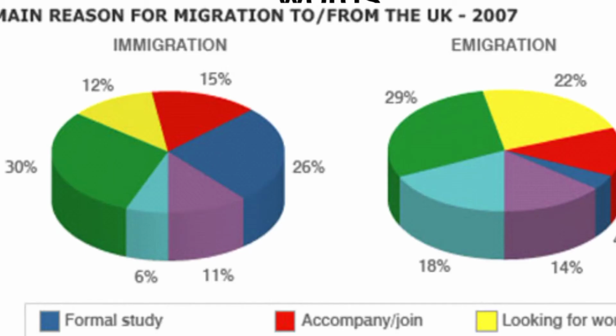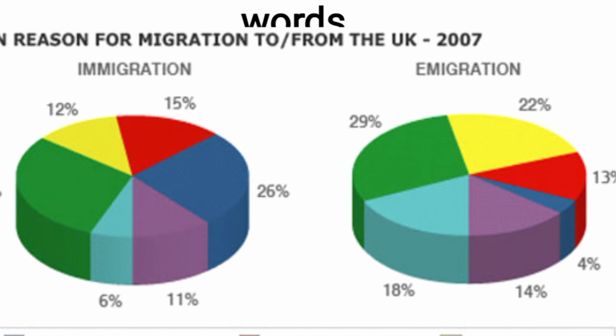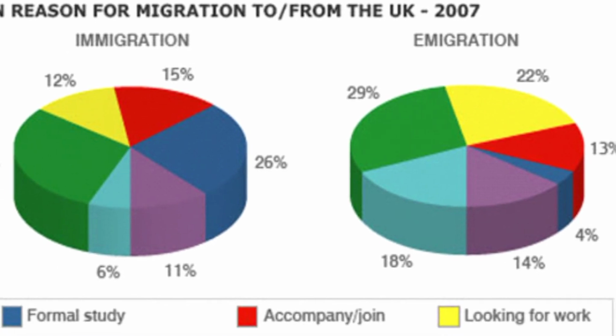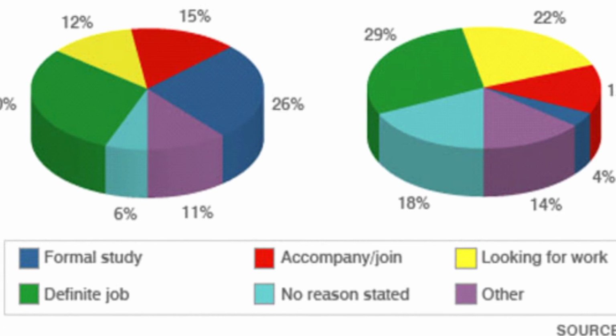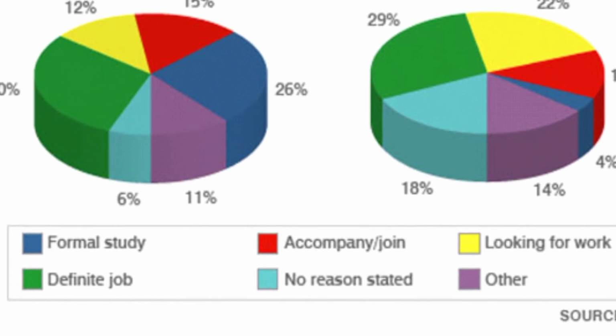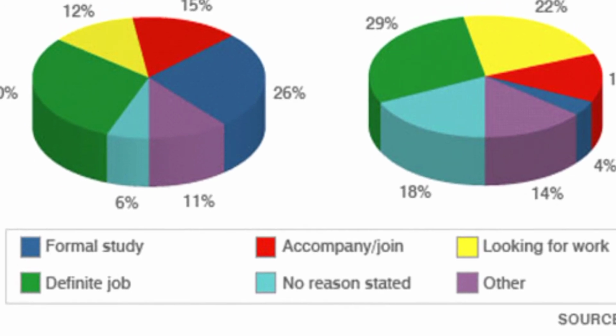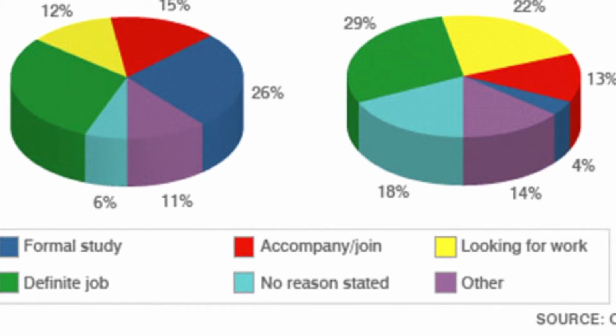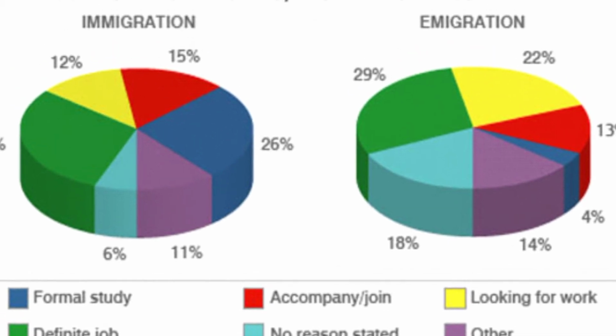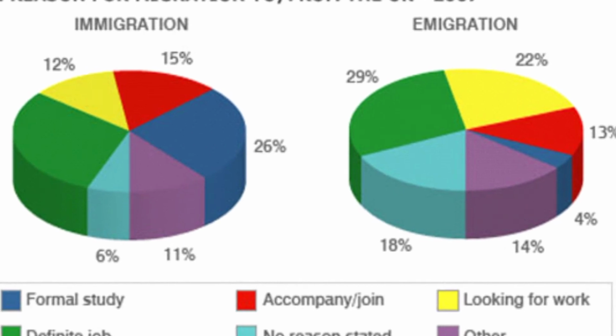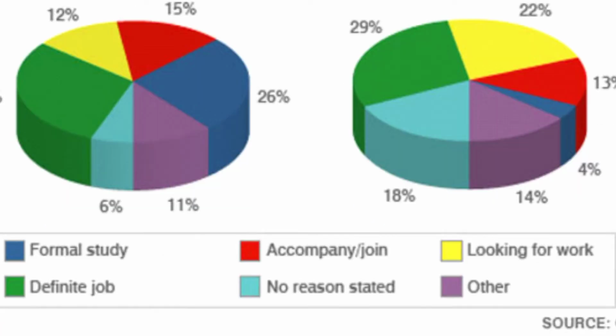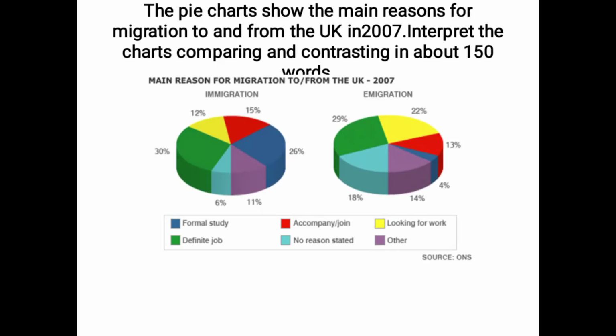If you see in the picture, for immigration they go for different purposes. Formal study is given in a different color, then for a job it is green, accompanied, meaning they go along with someone, is red, and looking for work is yellow. For different segments you can give different colors also. If you see in the chart, the different percentages are given. Let's see how this answer is written.